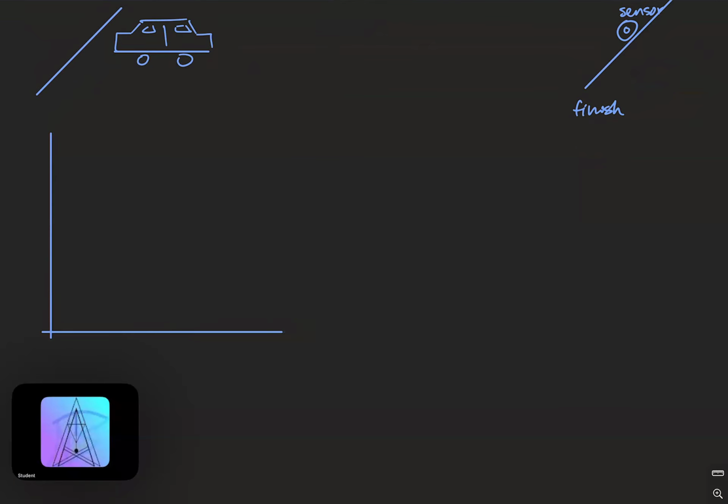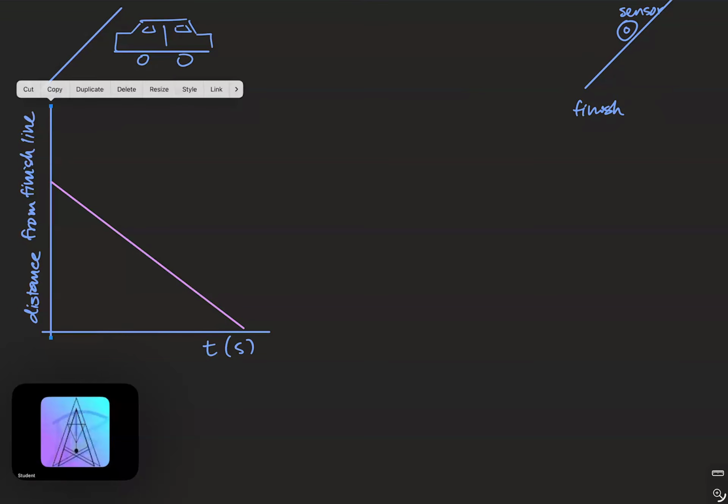This will make more sense once I actually draw the graph. So this is time in seconds, and then we have distance from finish line on the y-axis. Okay, so this is our first graph, and it looks something like this. Now what does this graph tell you about the car?